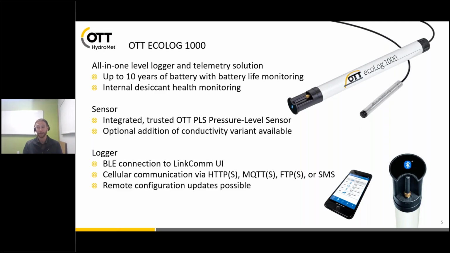The cellular communication, there's a lot of different ways to send data: HTTP, MQTT, FTP, and SMS, as well as secure versions of some of those IP protocols. And we'll get into a little more detail of how you set that up when we do the LinkComm demonstration as well. There are also different ways to send configuration changes remotely. So if you need to make a change, there are ways to get the ecoLog to update or change remotely without making a potentially time-consuming field visit.